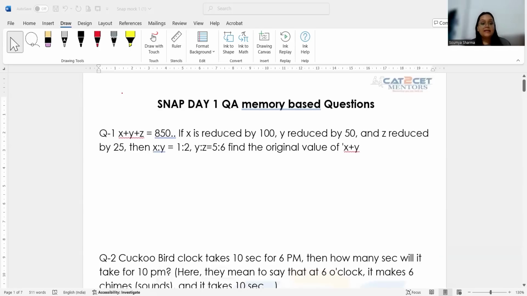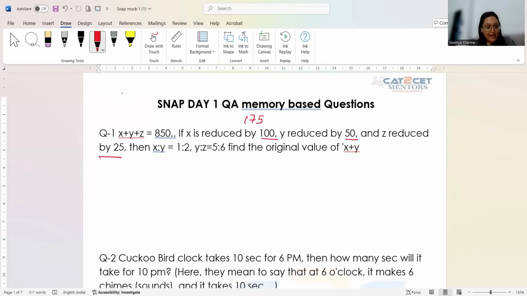So here it is known that x plus y plus z is equal to 850. If x is reduced by 100, y is reduced by 50, and z is reduced by 25, collectively the reduction is 175, that is 100 plus 50 plus 25, right? So the initial value was 850, and now the value will be 675, that is 850 minus 175, right?